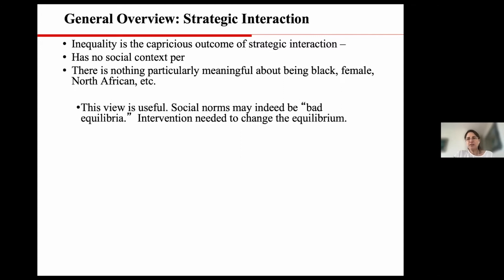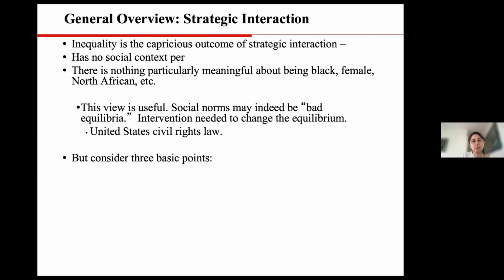I don't mean to say that these strategic models aren't useful. I do think that social norms out there may be these bad equilibria, so we could be stuck in a bad equilibrium. If that is the case, then intervention is needed to change the equilibrium. Some people argue that the US civil rights law, which was about firms not hiring Blacks, was actually an intervention which changed a bad equilibrium. I don't mean to dismiss this. I've written papers like this too, right? Every tool that we have in our toolkit should be used and used appropriately. The question is, are we explaining what we think we're explaining?